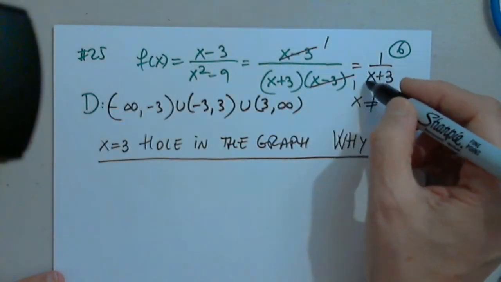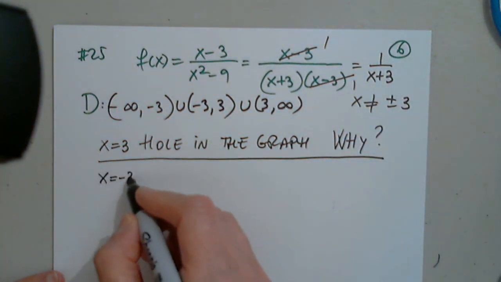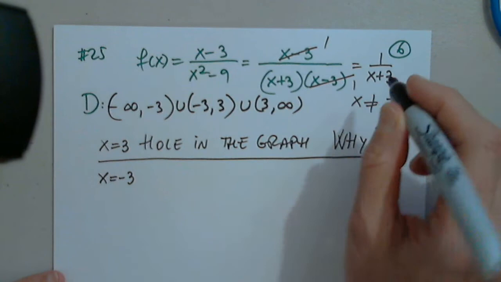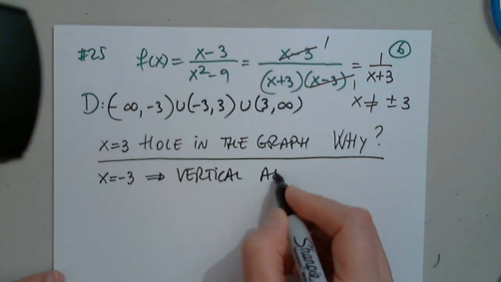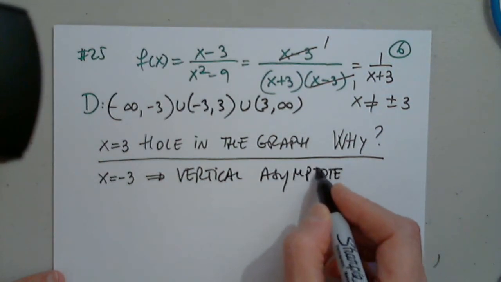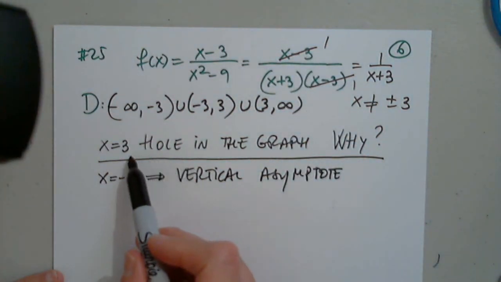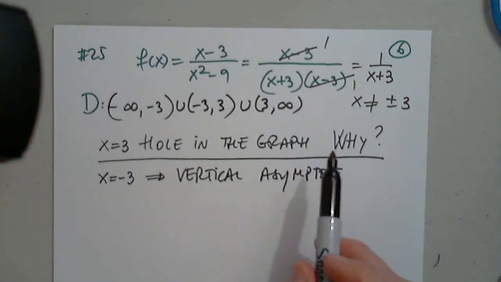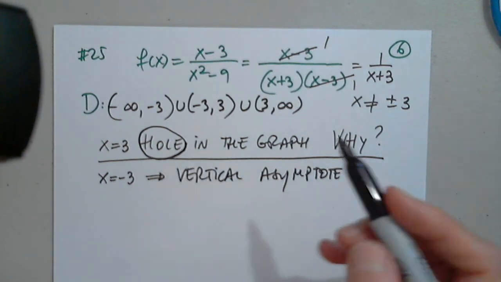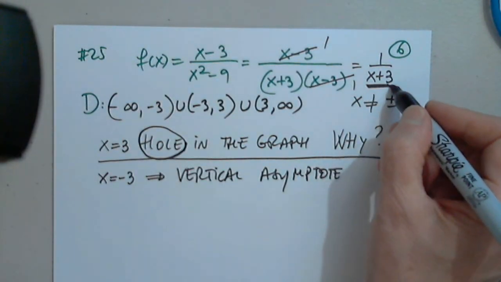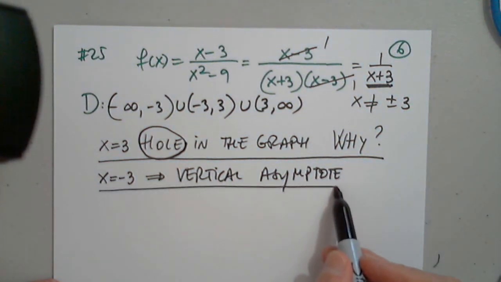See, notice that x plus 3 stays in the simplified form. Still, x cannot be negative 3, but because it stays in the final form, this is a vertical asymptote. The factor that goes away is not a vertical asymptote. It's gone. Because it's gone, it will change into a hole in the graph. The factor that still stays all the time till the end, or stays in the simplified form, that will be a vertical asymptote.